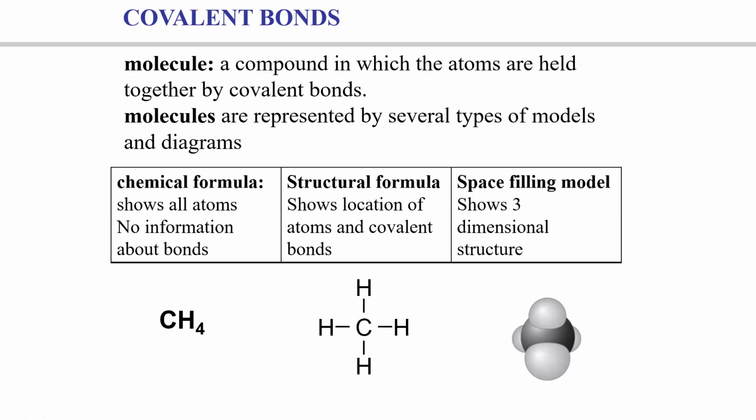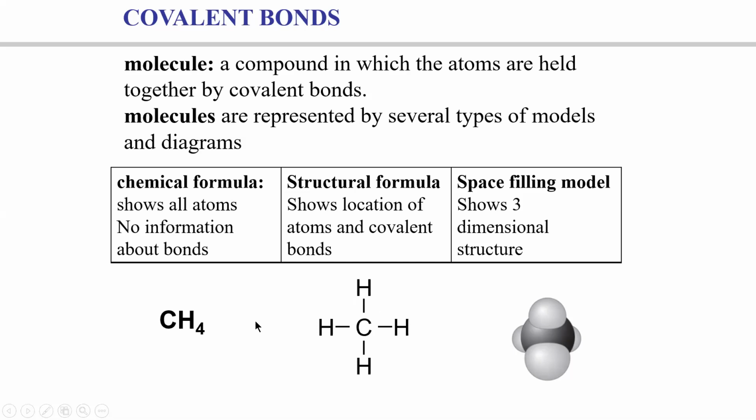To indicate covalent bonds and the location of covalent bonds in a molecule, we use something called the structural formula. The structural formula shows the location of the atoms, and it also shows the location of the covalent bonds. So this is the structural formula for methane, and it's showing you that the carbon atom is in the middle, and that each hydrogen atom in methane makes a single covalent bond with the carbon. A single line indicates a single covalent bond.